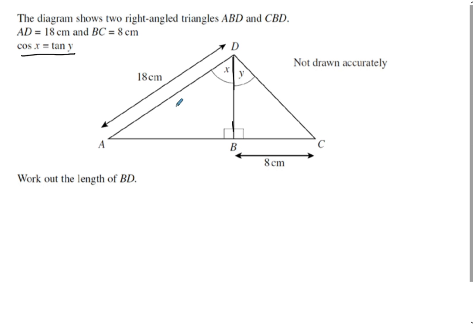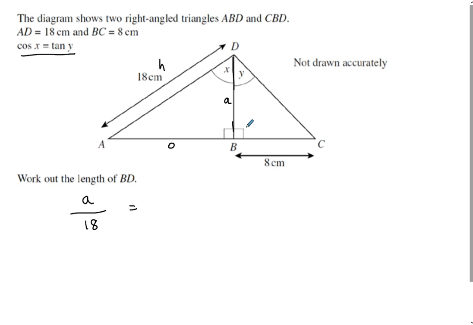The side opposite your right angle is the hypotenuse. The side opposite the angle is the opposite, and that's your adjacent. Okay? All right, so it's saying cos x. So cos would be the A and the H. So cos x would be A over 18. Okay? And they're saying that is equal to tan y.